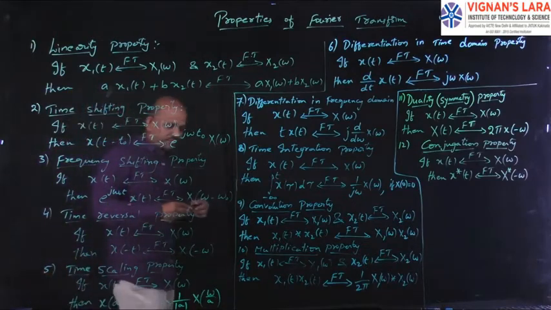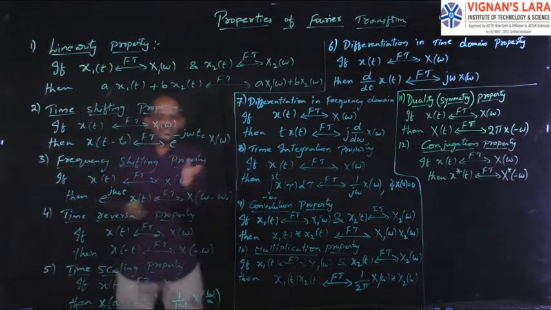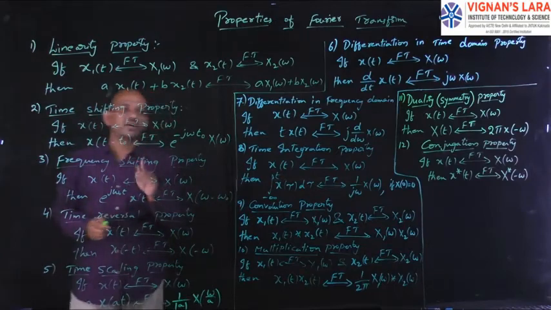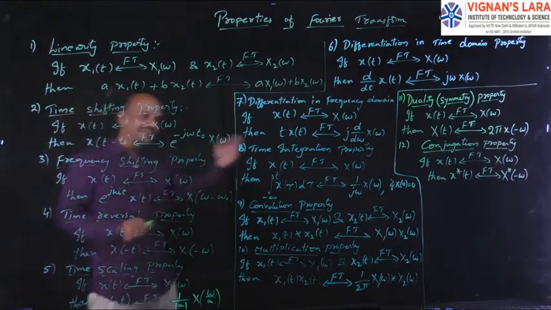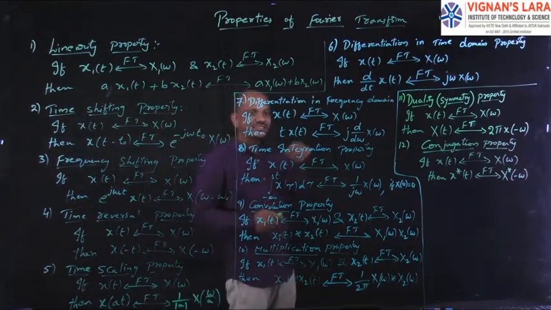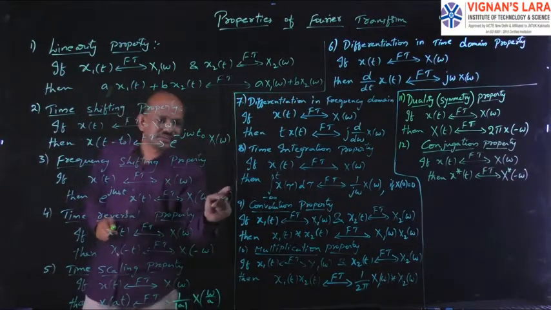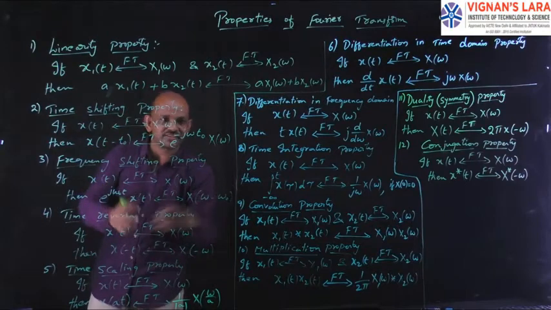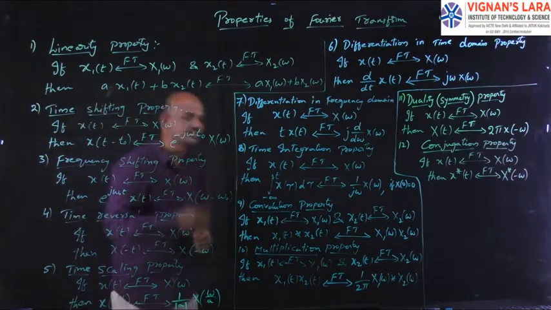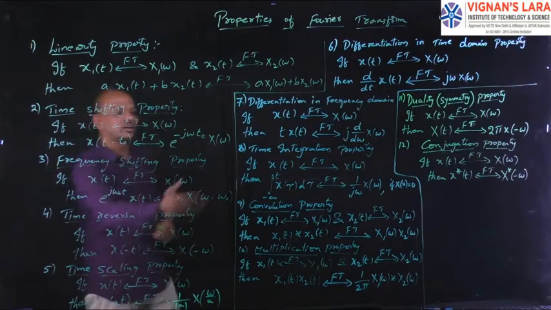So here in the frequency shifting property, the signal x of t is multiplied with e power j omega naught t. Then we will have the Fourier transform X of omega minus omega naught. Whatever the shift is there, it will come the same at both ends. That is, if you take omega naught here, there also it comes omega naught. If you change the variable, there also the variable changes.